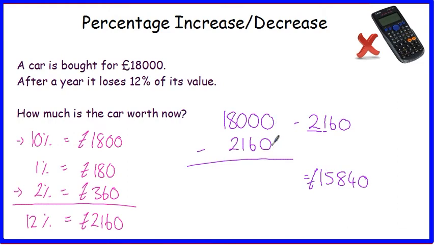There is a little trick here that can make this easier. Take a pound off both of these. If I take a pound off this, I'm left with 17,999. Take a pound off this, 2,159, and then subtract: 9 minus 9 is 0, 5 minus 5 is 0, 9 minus 1 is 8, and 17 minus 2 is 15. So the difference between these and the difference between these must be the same.